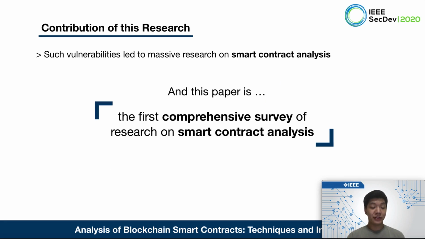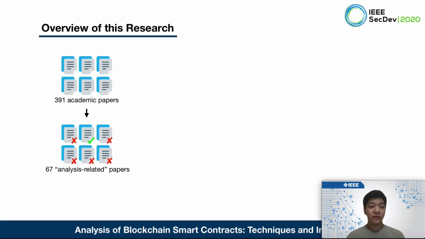As a result of such vulnerabilities, there has been a research boom in smart contract analysis. Our work presents the first comprehensive survey over smart contract analysis research. We first collected 391 academic papers that contain related keywords such as smart contract and blockchain. The papers range from published materials in top-tier conferences to not yet published materials from online archives. And then, by examining each one closely, we extracted 67 papers that are related to smart contract analysis.